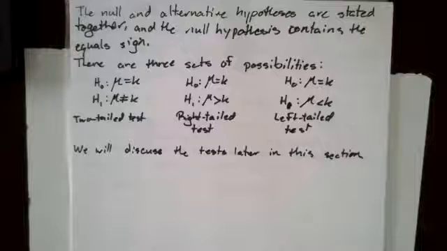The second situation, H0: mu equals K, that's always going to be the null hypothesis. H1: mu is greater than K, and we'll use a right-tailed test for this. We'll talk more about what that means in a little bit. And the third situation, H0: mu equals K and H1: mu is less than K. And we'll use the left-tailed test in that situation.